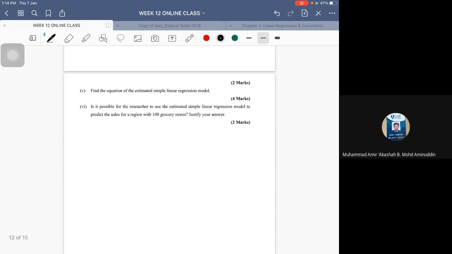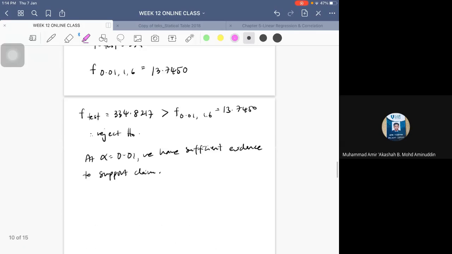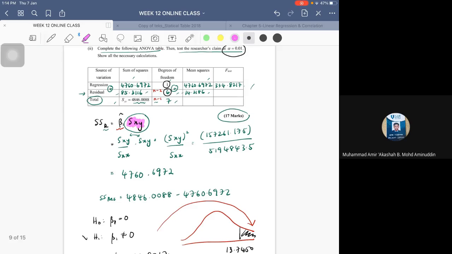And this is the equation of the estimated simple linear regression model. That will be the same as well. Remember, our regression model is given by y equals beta naught plus beta 1x, or you can put beta 1x plus beta naught. That's the same. So what you have to do is find the value of beta 1, and you also have to find the value of beta naught. Have we found the value of beta 1 before? We actually came across that. So this is going to be the value of beta 1.